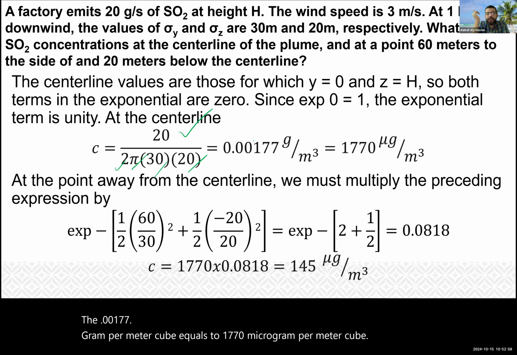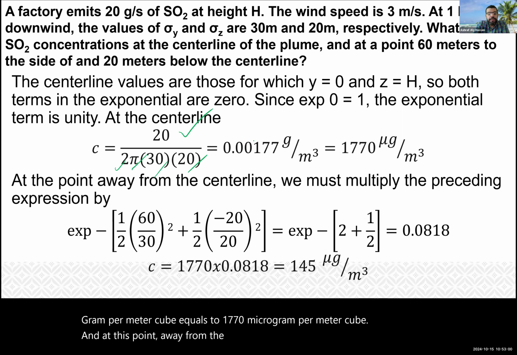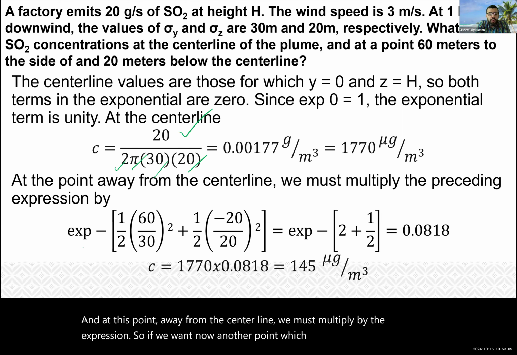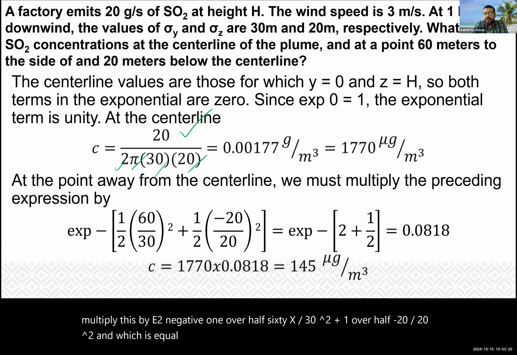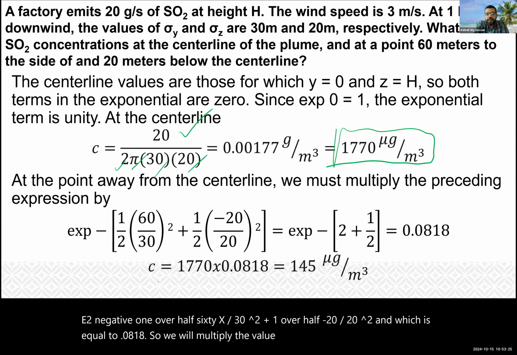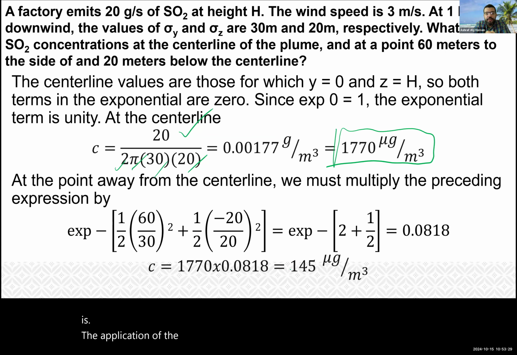At a point away from the center line, we must multiply by the exponential expression. So if we want another point, which is far away, we need to multiply this by e to the power negative one half times (60 over 30) squared plus one half times (negative 20 over 20) squared, which is equal to 0.0818. So we multiply the value that we got here times this. This is basically the application of the equation when you put in the actual z and actual y that we want.